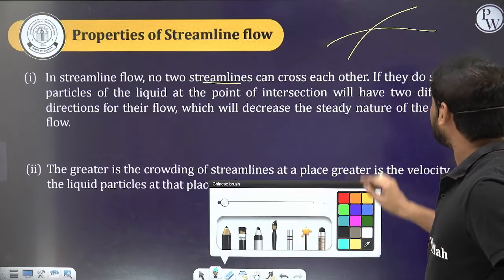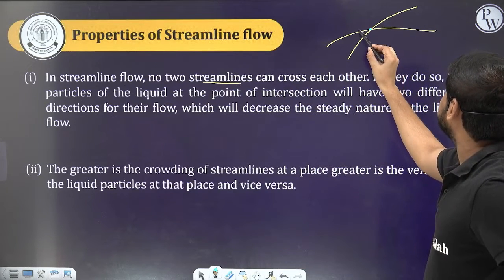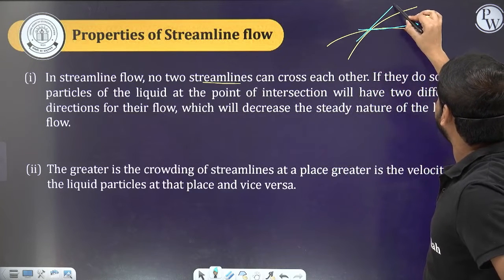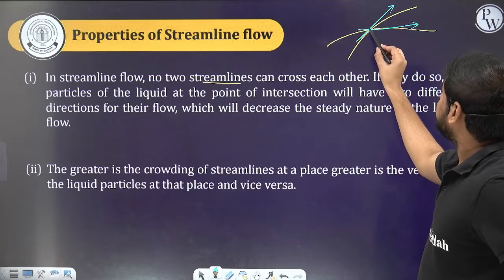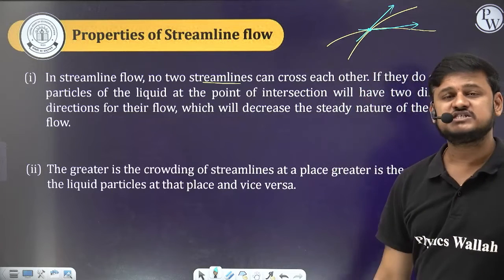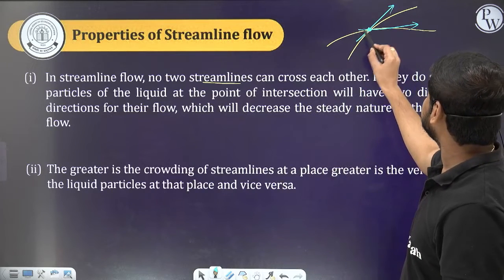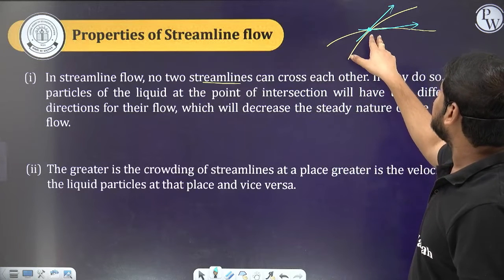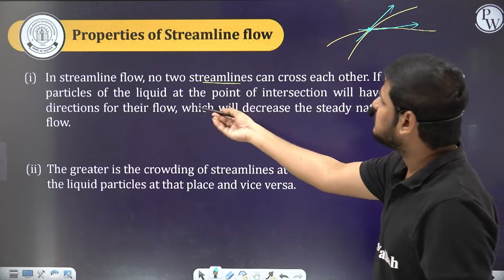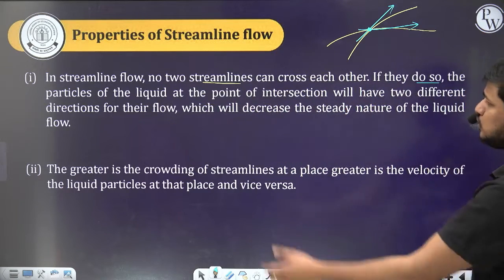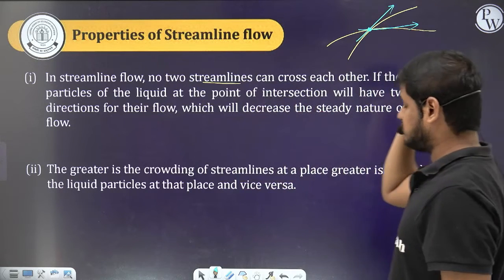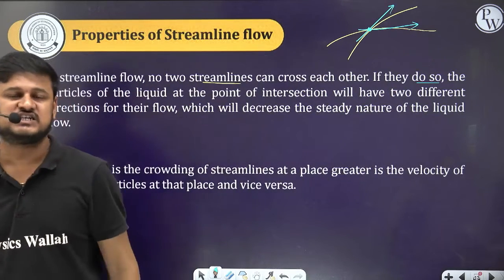So if these two intersect each other at the point of intersection, the streamline direction for this one is this side, and for this one, this side. So at the same point, the streamline flow has two directions, which is not possible. At the point of intersection, if you draw the tangents, the streamline flow indicates two directions, which is not possible. If they do so, the particles of the fluid at the point of intersection will have two different directions, which will decrease the steady nature of the liquid. So it's not said to be the steady flow anymore.